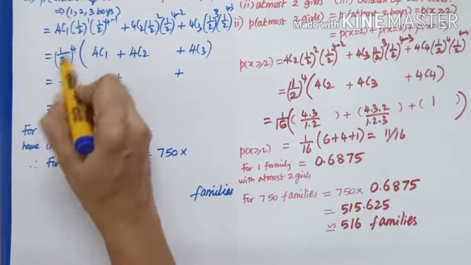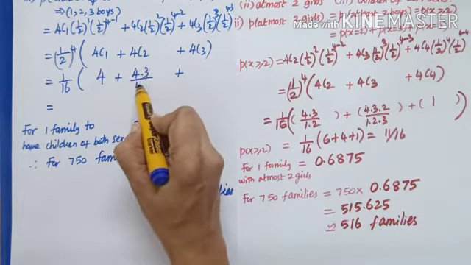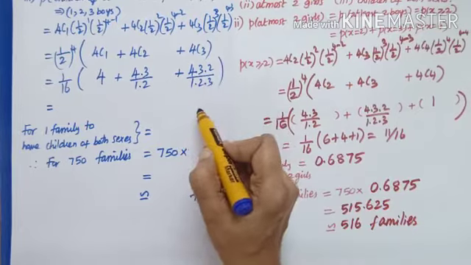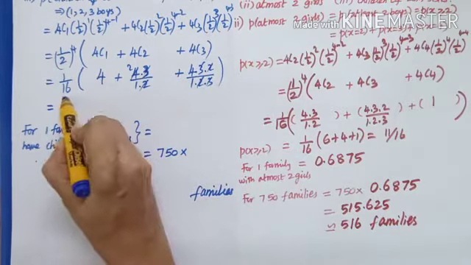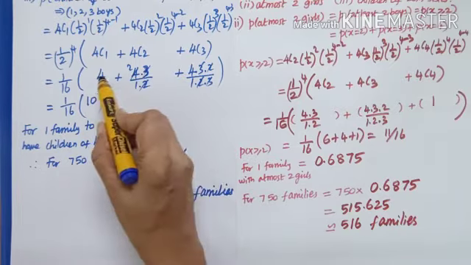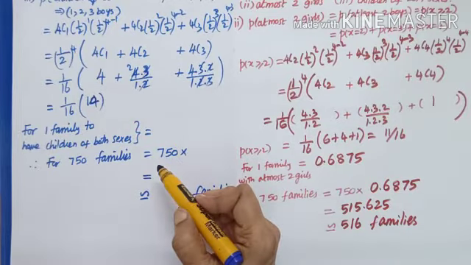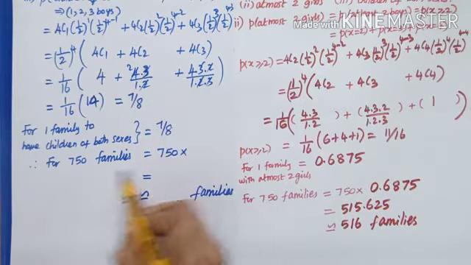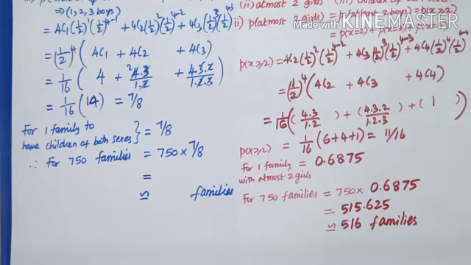Simplify this answer. 1 by 16 into 4C1, which is 4. 4C2 is 4 into 3 by 1 into 2. 4C3 is 4, 3, 2 by 1, 2, 3. Cancel and simplify the answer. So we get 1 by 16 into 10, 4 plus 6 is 10, plus 4 is 14. So we get 14 by 16. For one family, it is 7 by 8. Therefore, for 750 families, multiply 750 into 7 by 8.